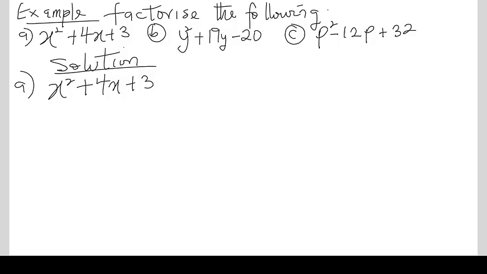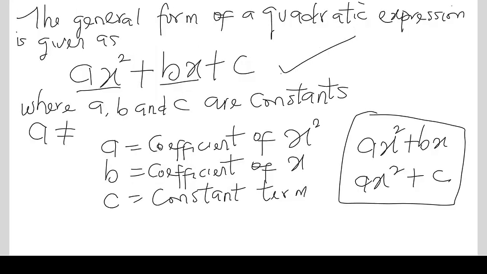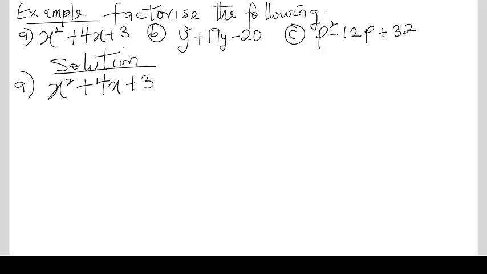So if I compare x squared plus 4x plus 3 with the general form of a quadratic equation that I've given here, which is ax squared plus bx plus c, and as you can see, we are able to discover that the coefficient of x squared in the question given is 1, which is synonymous to a. You can say a equal to 1.